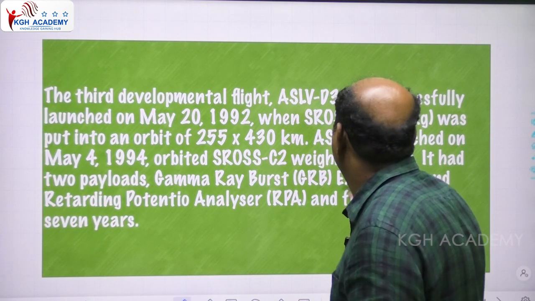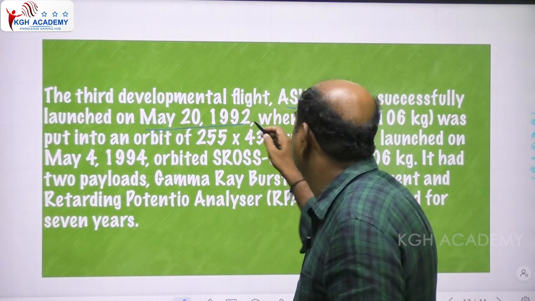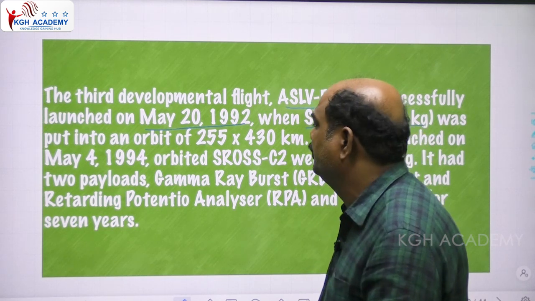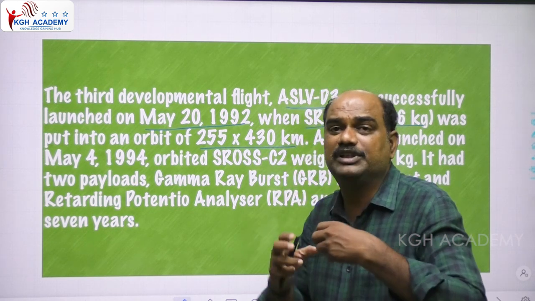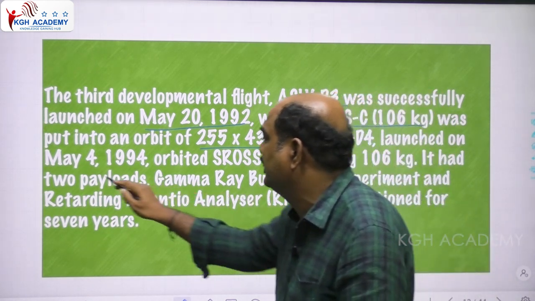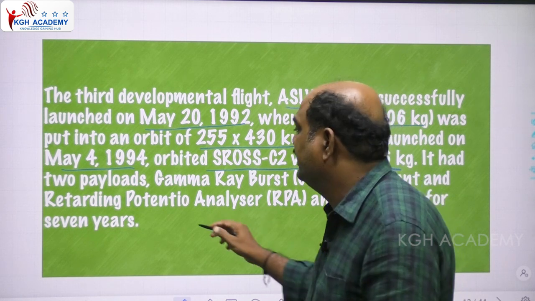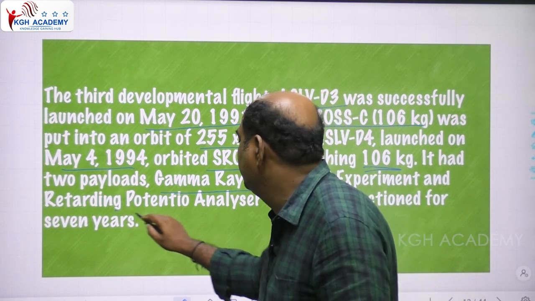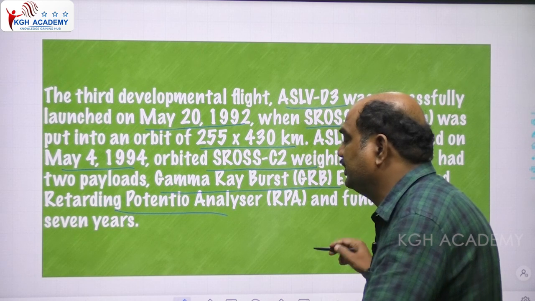The third developmental flight of ASLV, ASLV D3, was successfully launched on May 20th, 1992, when SROSS-C of 106 kg was put into an orbit of 250 by 430 kilometers, apogee by perigee. And ASLV D4, launched on May 4th, 1994, orbited SROSS-C2 weighing 106 kg. It had 2 payloads, gamma ray burst experiment and retarding potential analyzer, and functioned for 7 years.